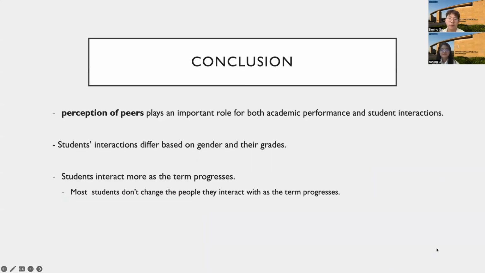Three main takeaways from our research are: first, the perception of peers plays an important role in both academic performance and interactions. Second, students' interactions differ based on gender and their grades. Third, students interact more as the term progresses, but most students don't change the people they interact with since the midterm. And that's it for our research.